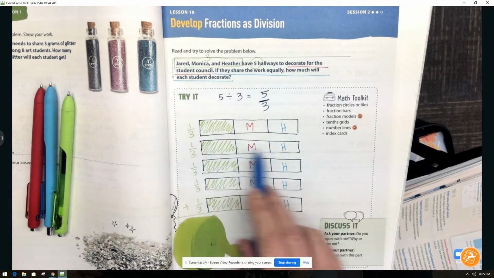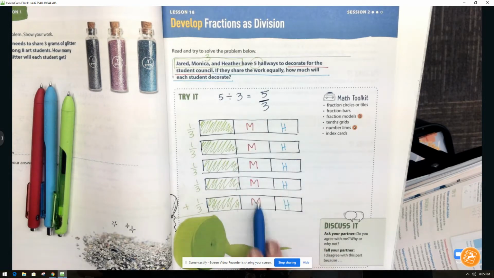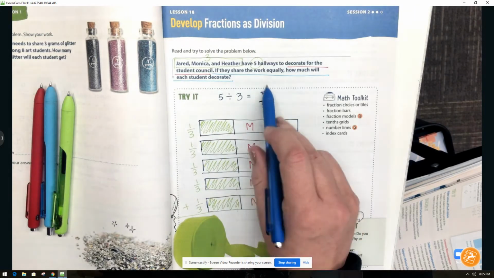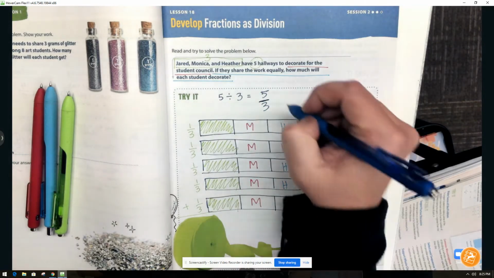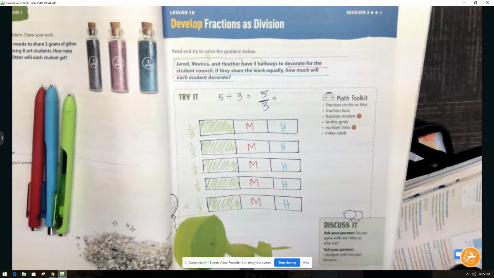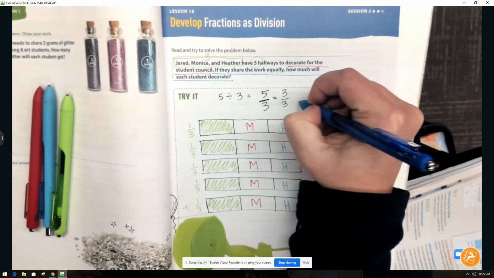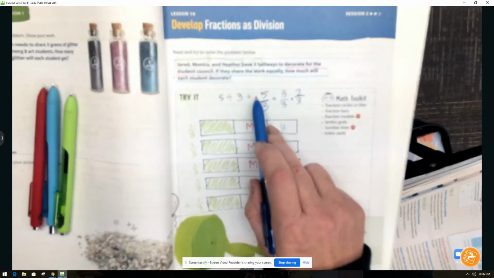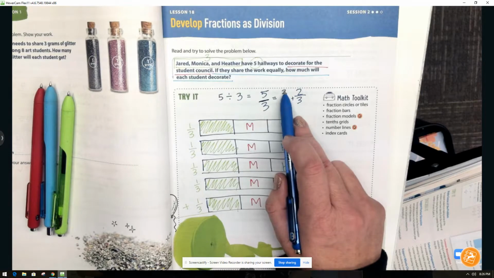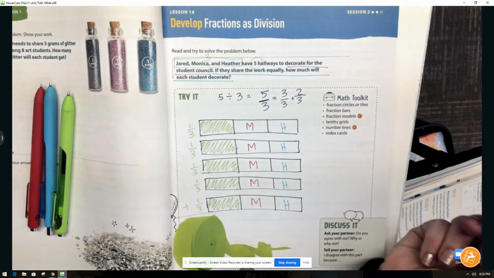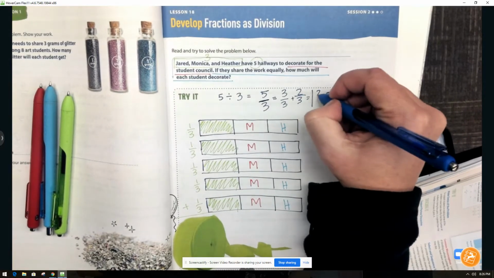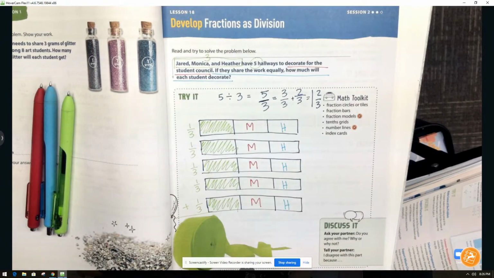We have 5 hallways. Each hallway is divided into 3 sections, and then one person's section is the result, or the quotient. Now remember, we can turn this improper fraction into a mixed number. 5/3 is the same as 3/3 plus 2/3, because we keep the denominator the same, and then 5 has one whole group and then 2 parts left over. So the total answer is each student will decorate 1 and 2/3 hallways.